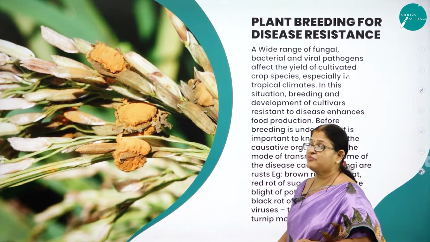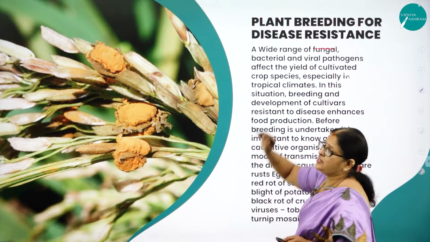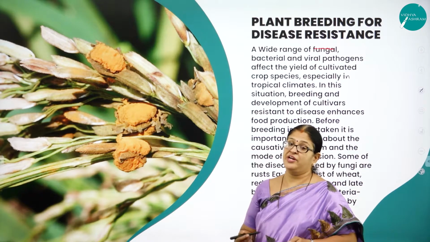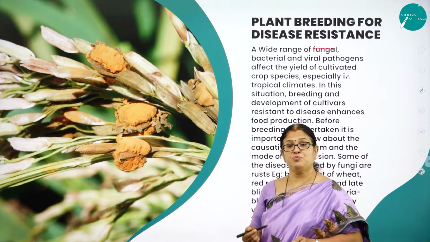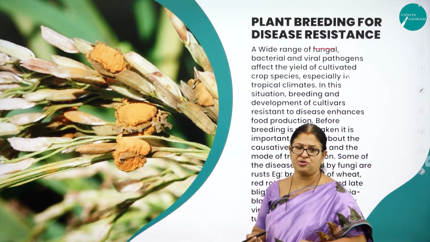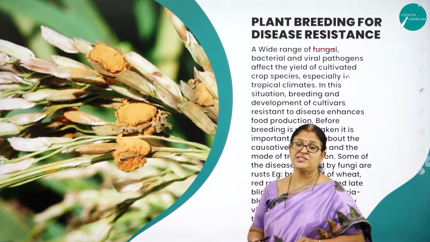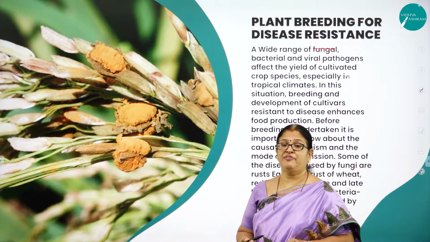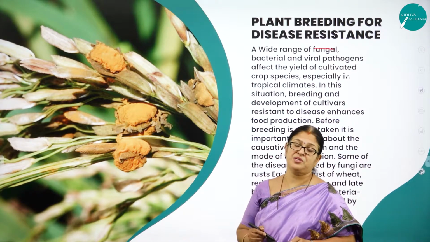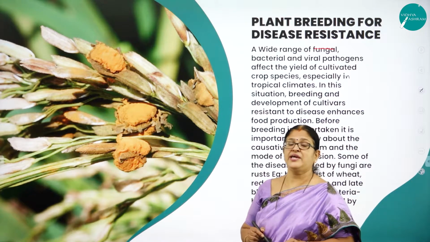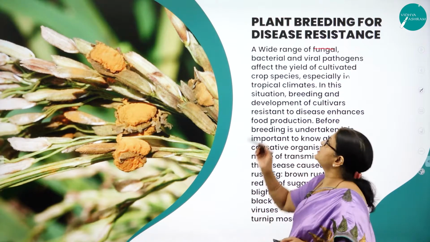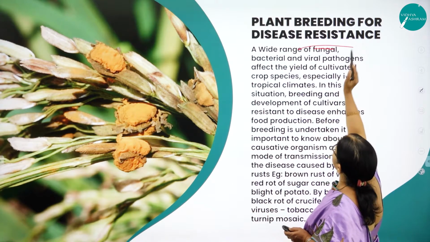So, plant breeding for disease resistance is very important. With the technology of plant breeding techniques, we are able to produce a crop which gives more yield and is disease resistant. As we know, many crops are destroyed by insects. Insect pests are a very big challenge for the cultivators. So producing crops which are disease resistant is a challenge, right? In today's session, we are going to study plant breeding for disease resistance.